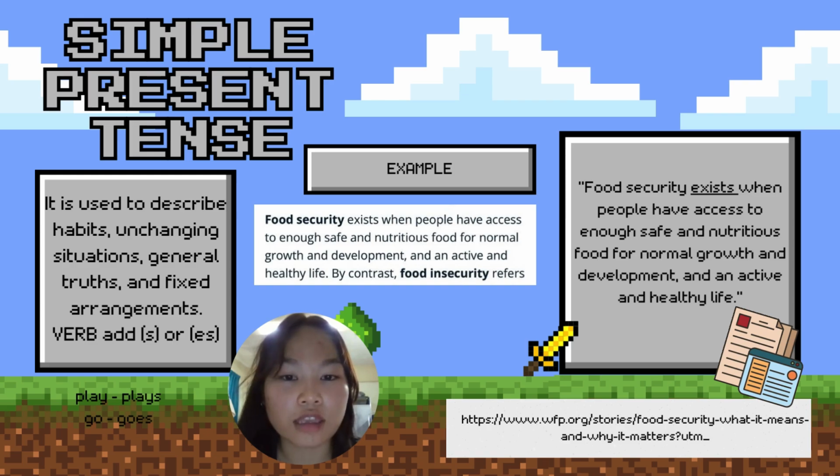Now let's look at the article example. Food security exists when people have access to enough safe and nutritious food for normal growth and development and an active and healthy life. The word exists is the simple present form of exist.